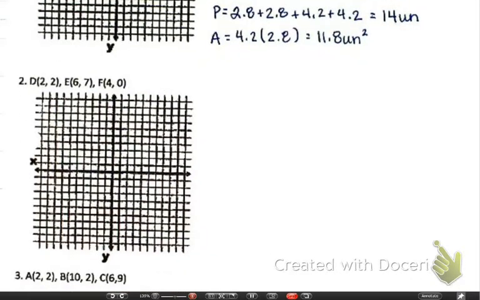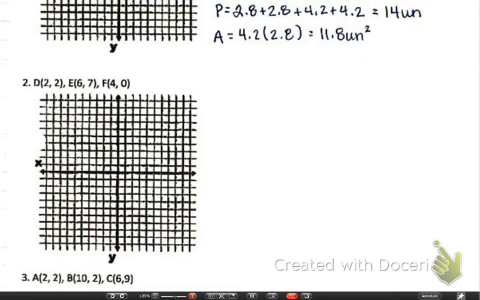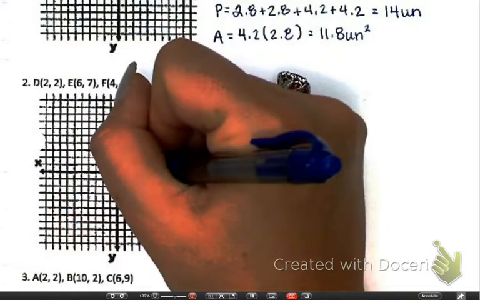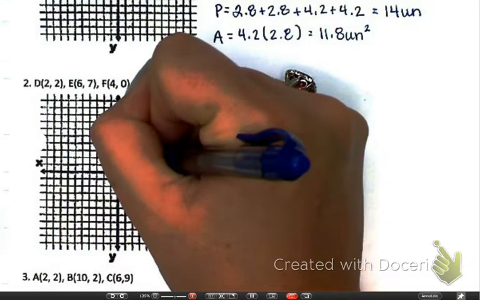Number 2, I have 3 points. What's the shape going to be? Triangle. Let's take a second and plot those points. 2, 2.